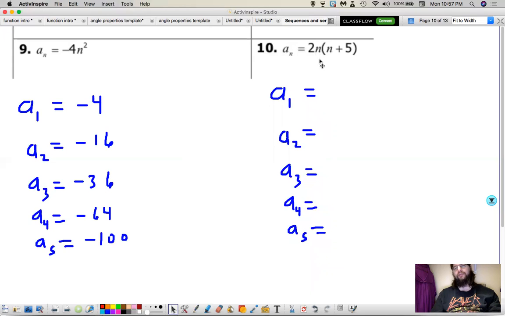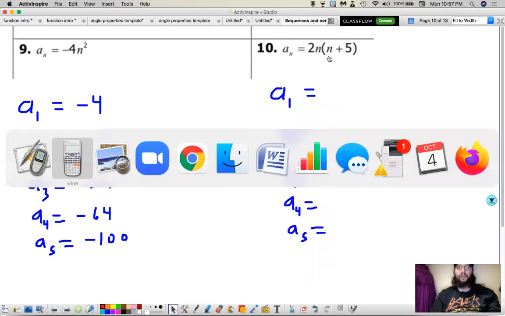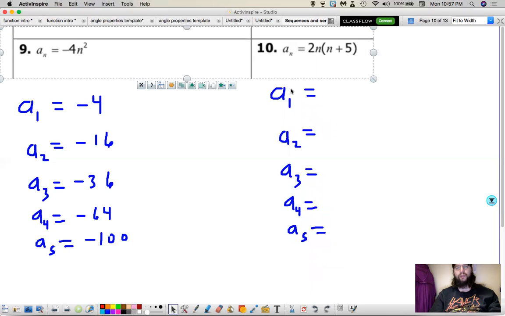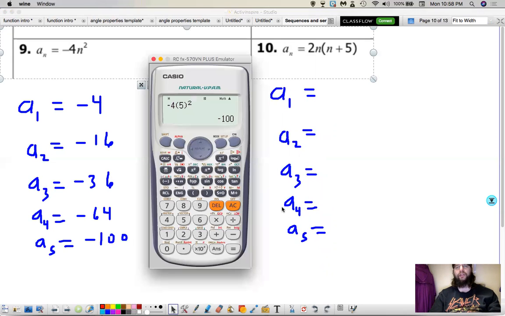So now we got a more complicated formula. Just take your calculator and plug it in. That's all you got to do. What am I plugging in? The 1, 2, 3, 4, 5, whatever term we want.